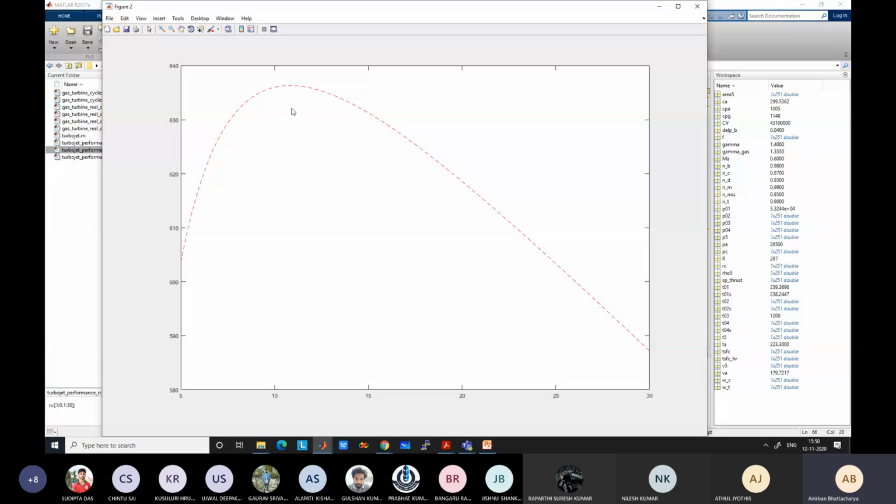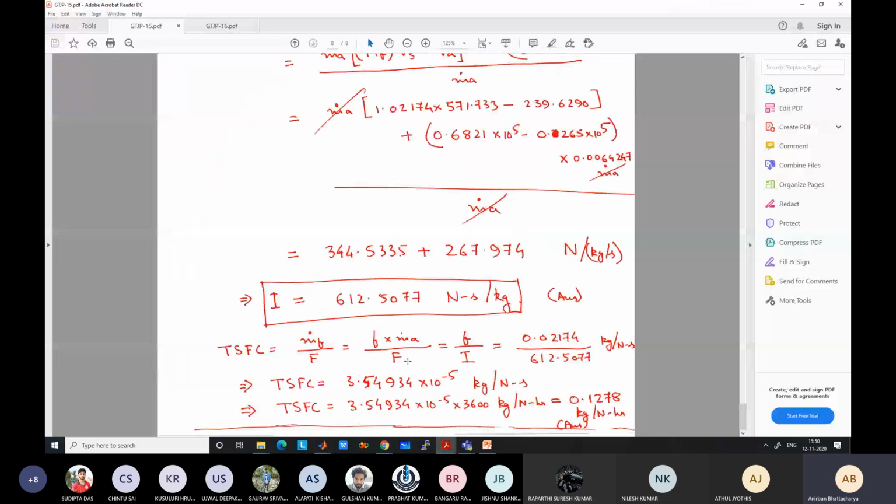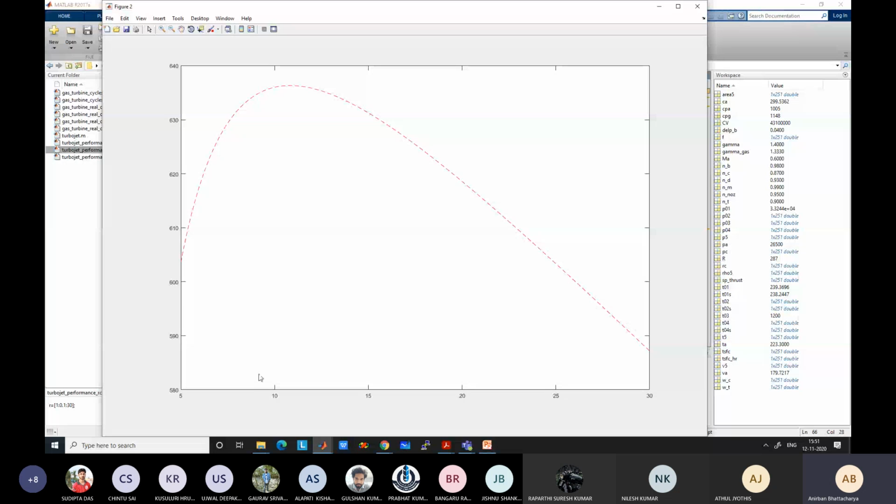For this case, it may be around 11 or 12, something like that, where you are getting the maximum thrust. You can again check our values. This is again based on the approximate solution, while our calculation was based on a very accurate solution. So for 8, we had a value of 612. In this case, for 8, you are getting some value around this range.